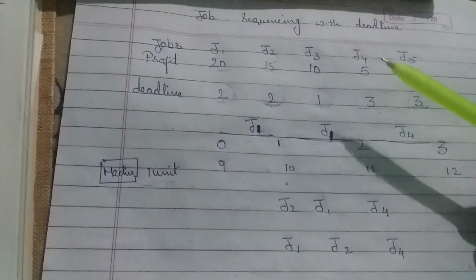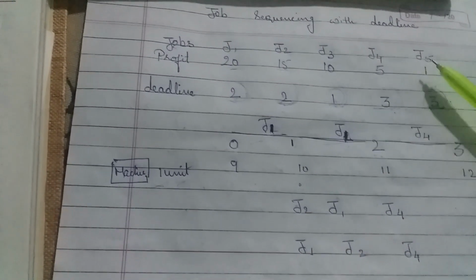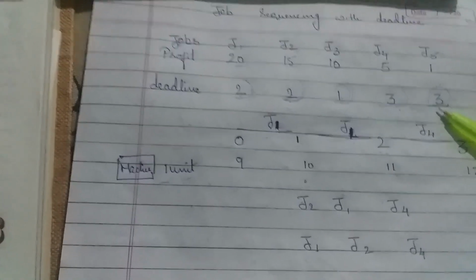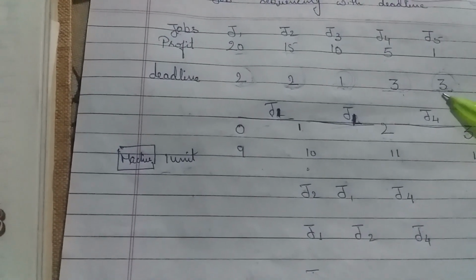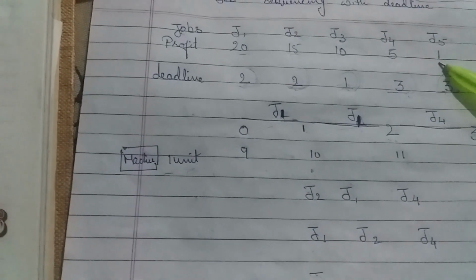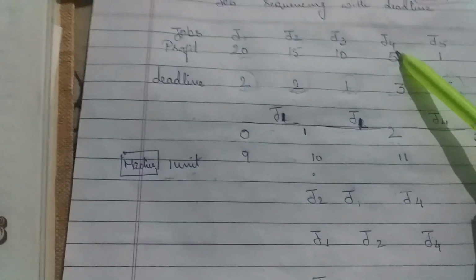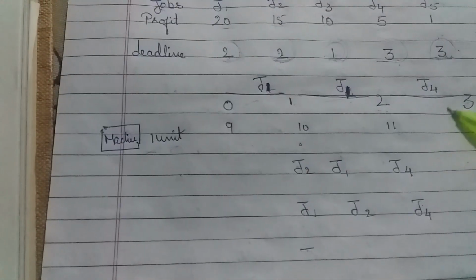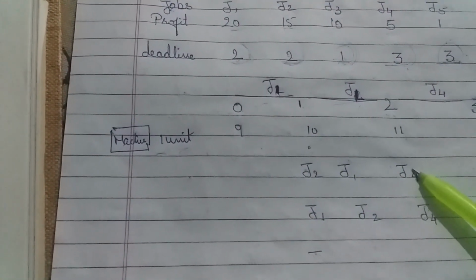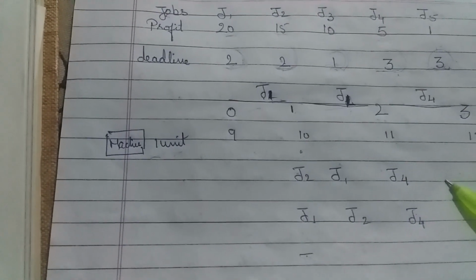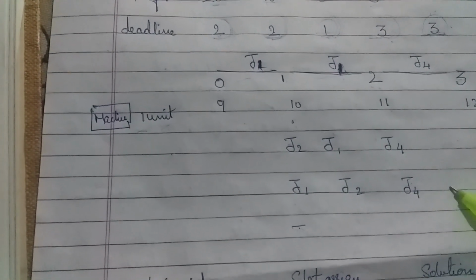Now we are left with job J4 and J5. J4 has a maximum deadline of 3, and J5 is also having a deadline of 3, and the profit earned is 5 and 1 respectively. So the maximum profit earned is 5 here by J4. Hence the last slot is allotted for J4. The sequence is J2, J1, and J4, and that profit earned will be 40. Or J1, J2, and J4, the profit earned is 40.